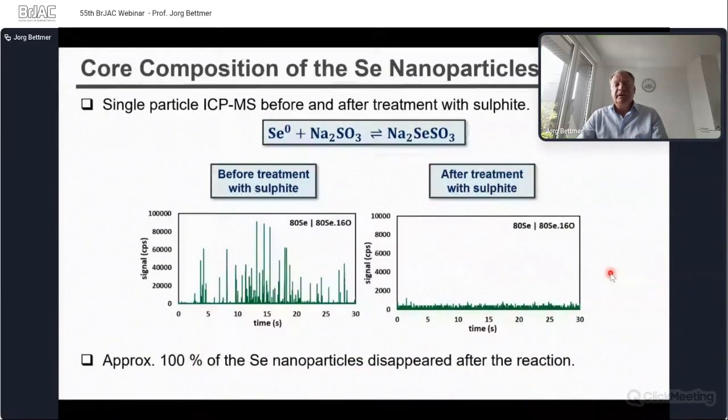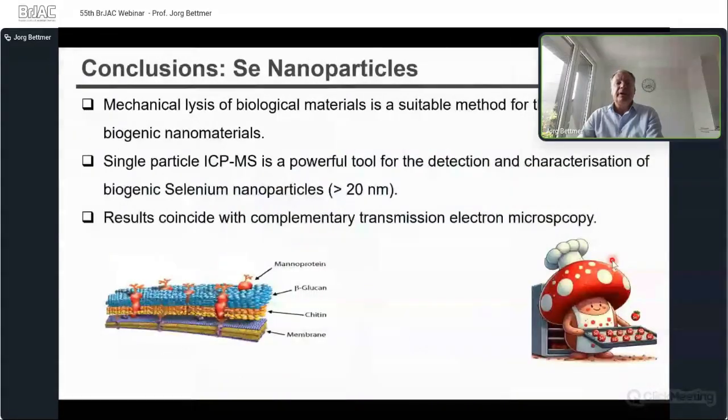So this is additional information that ICP-MS can give in this specific case. Okay, to summarize this first part about selenium nanoparticles, we believe, with the support of other groups, that the mechanical lysis of biological material is a very suitable method for the isolation of biogenic materials. We will see later examples that it works not only for selenium particles, but for other systems as well.